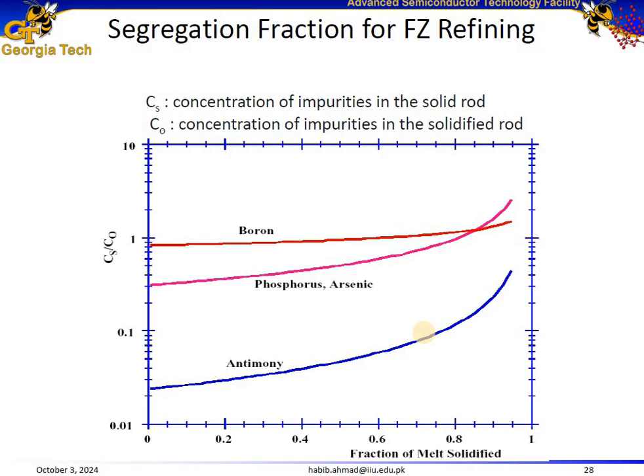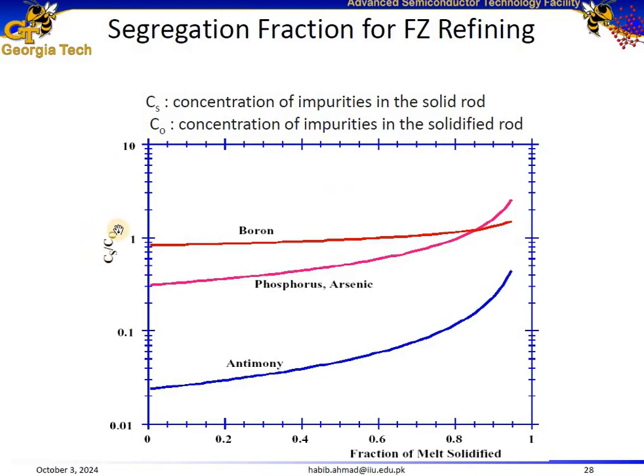This graph illustrates the segregation fraction during the float zone refining process for different impurities: boron, phosphorus, arsenic, and antimony. It shows how the concentration of impurities in the solid rod, denoted as CS, changes relative to the initial concentration of impurities in the melted material, represented with C0. The graph actually demonstrates how different impurities behave during the crystal growth and helps predict the distribution of these impurities in the final solidified material based on their segregation characteristics.